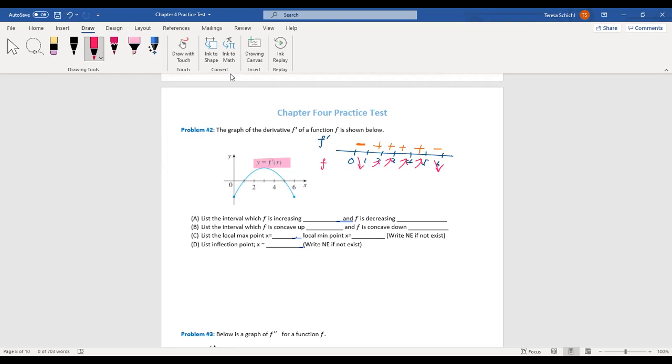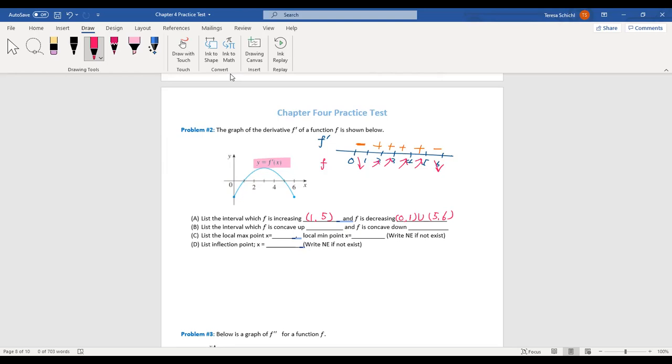Okay, so we said increasing on where? The increasing starts at 1, right? So from 1 to where? 1 to 5. And the decreasing is from where? From 0 to 1 and 5 to 6 here. Okay, and now we want to find on which interval f is concave up.